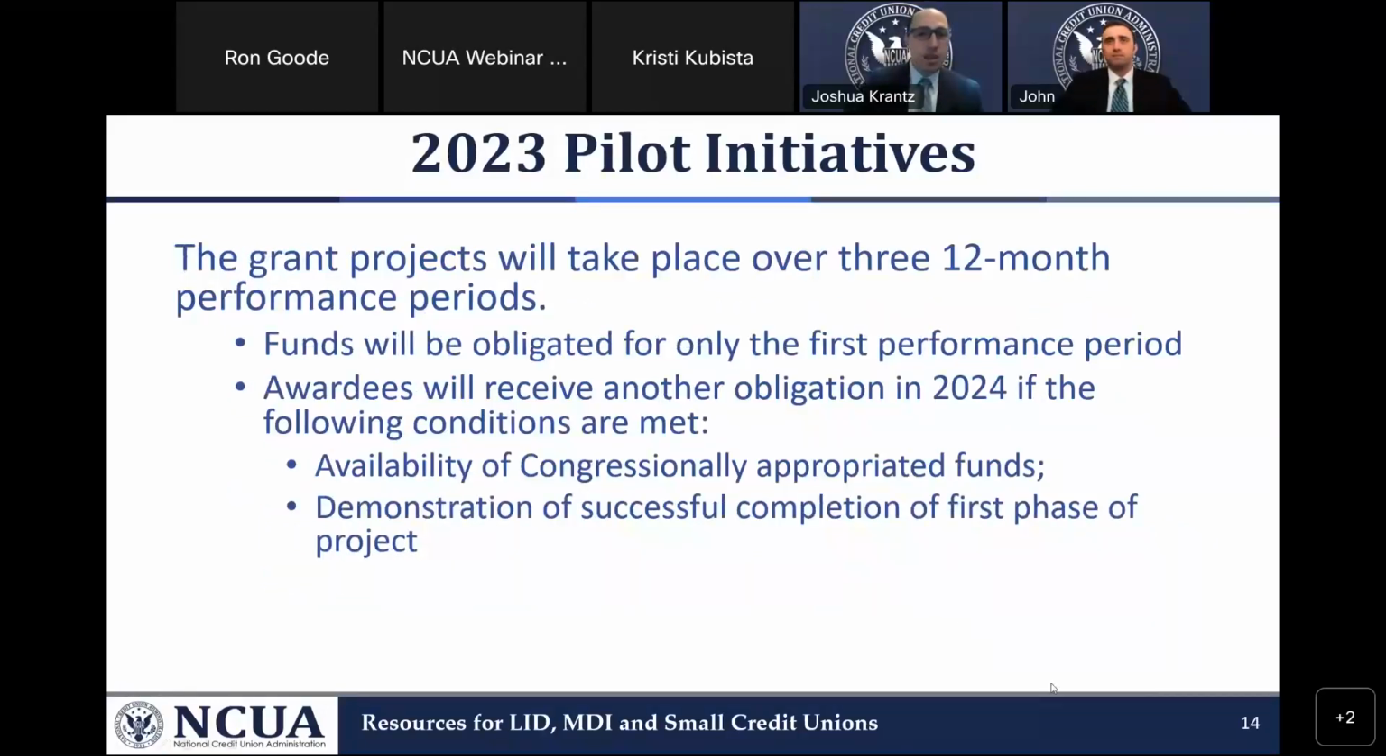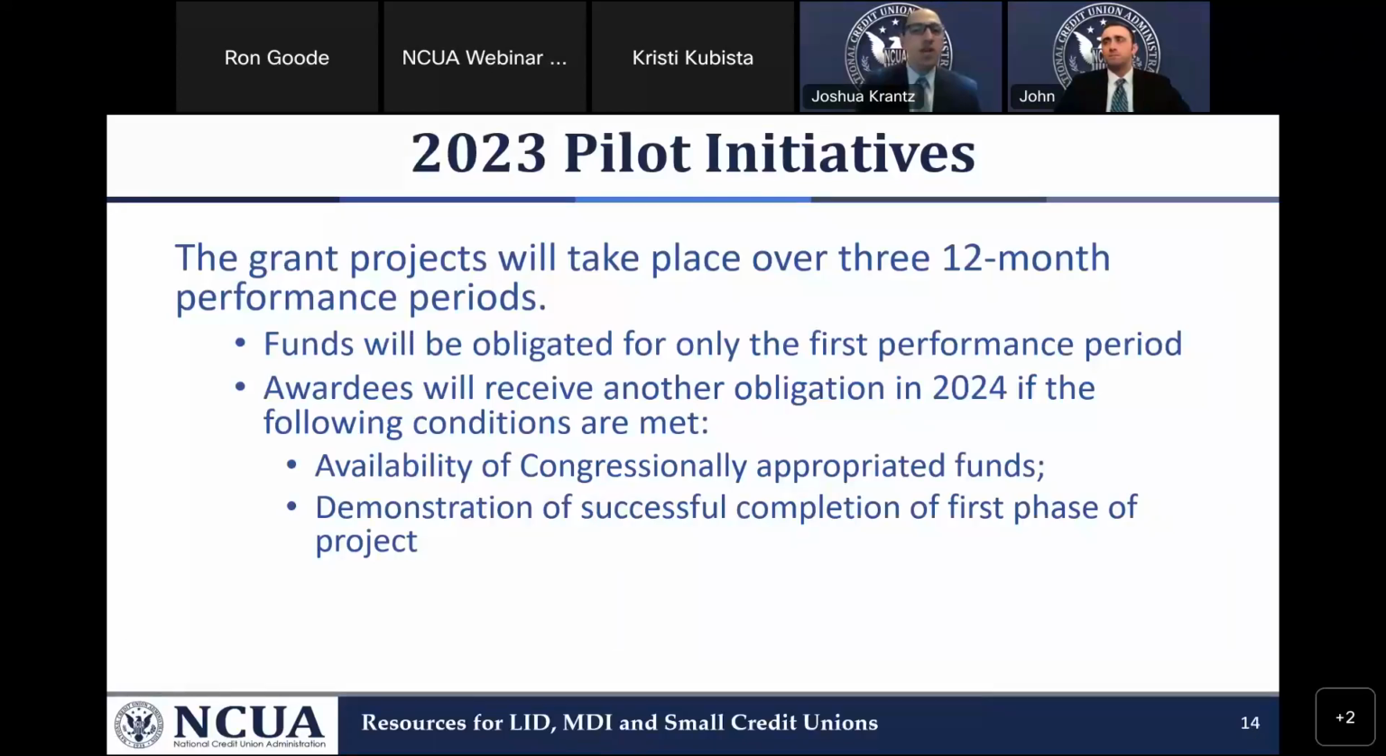Next slide. These pilot grants will take place over three 12-month performance periods. The funds will be obligated annually. So in 2023, you will only receive enough funding to cover your first year of performance. Awardees will be eligible to receive subsequent obligations in 2024 if there is funding available by Congress, as this is a congressionally appropriated program, and also upon demonstration of the successful completion of the first phase of the project.